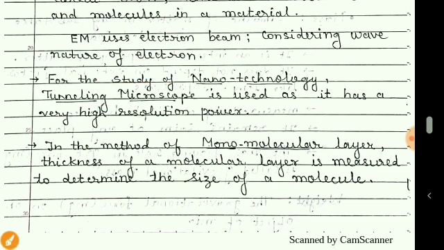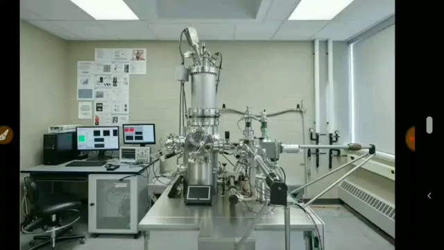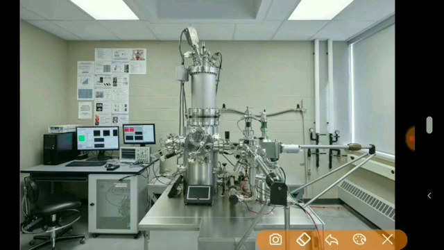In standard 10th you have studied about nanotechnology. In nanotechnology we know that the particles are very small, even smaller than the atoms or the molecules. So for the study of such materials consisting of these nanoparticles, this type of microscope is used. This type of microscope has a very high resolving power. Here in this image you can see a scanning tunneling microscope which has a very high resolving power. These are used for many scientific purposes.